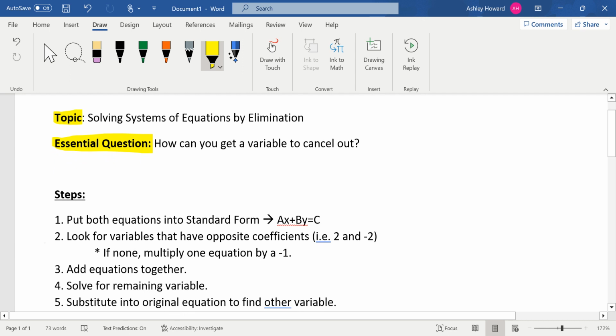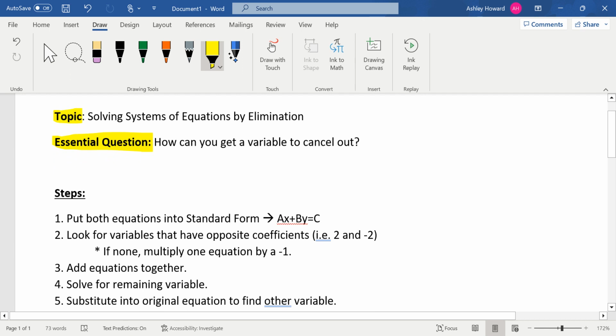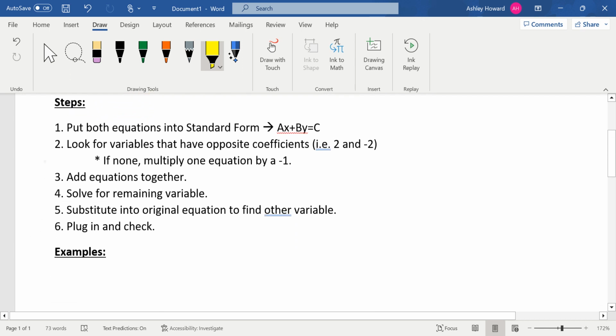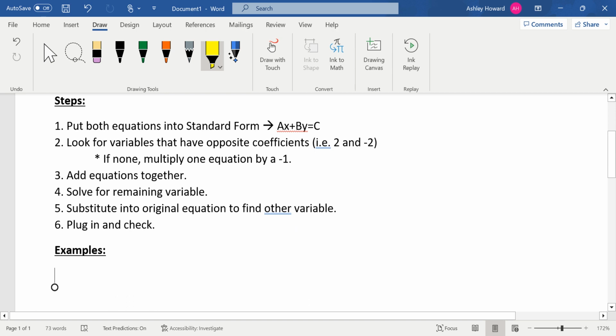So that's going to be our whole idea. If we're eliminating, we're canceling out one of the variables. So our first step is that we're going to put our equation into standard form. Remember, that's going to be ax plus by equals c. So we're going to get our x term and our y term on the same side.